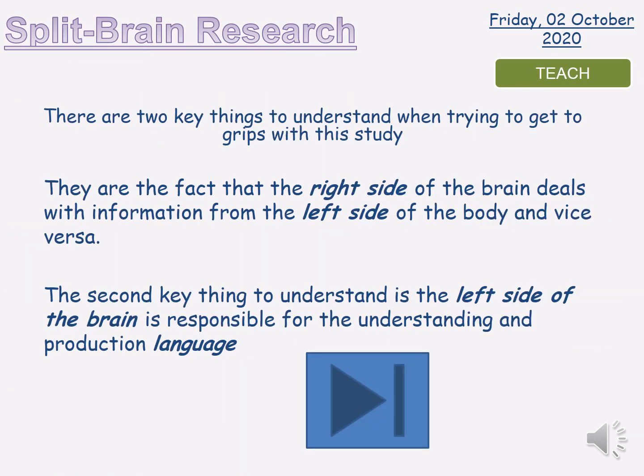So, two key things you need to understand when you're trying to get to grips with this study. The fact is that the right side of the brain deals with information from the left side of the body and vice versa. The other key thing to understand is that the left side of the brain is responsible for the understanding and production of language, which refers to Broca's and Wernicke's areas.